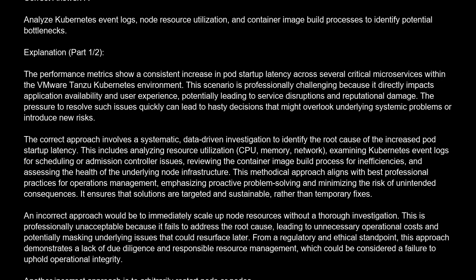An incorrect approach would be to immediately scale up node resources without a thorough investigation. This is professionally unacceptable because it fails to address the root cause, leading to unnecessary operational costs and potentially masking underlying issues that could resurface later. From a regulatory and ethical standpoint, this approach demonstrates a lack of due diligence and responsible resource management, which could be considered a failure to uphold operational integrity.